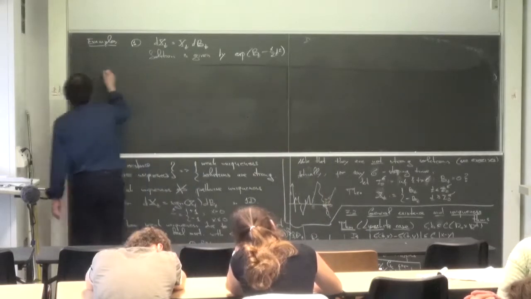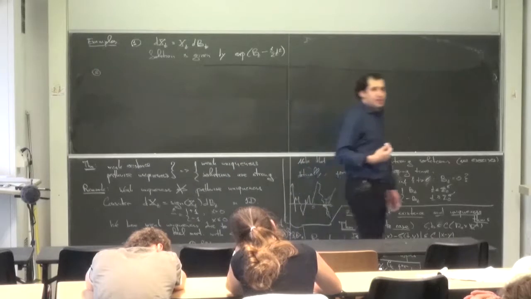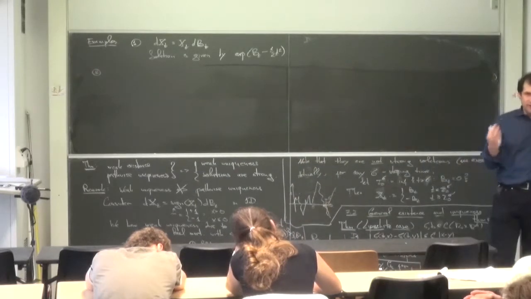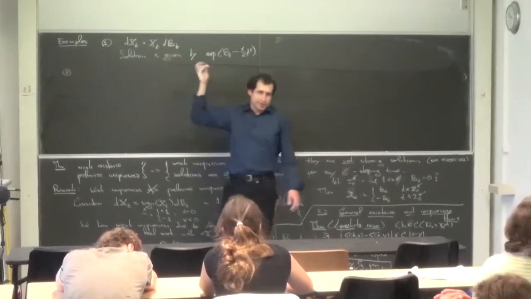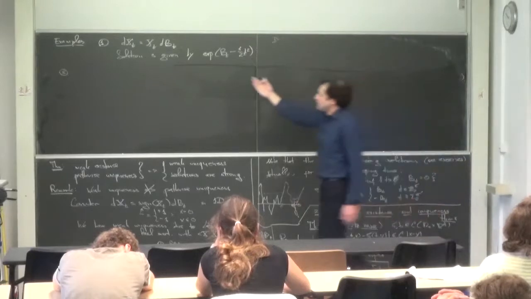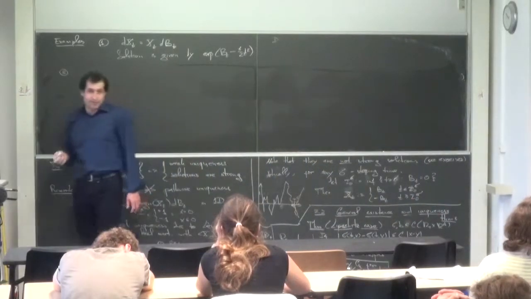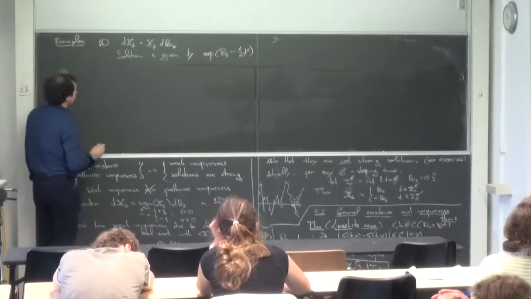Somehow this is the most trivial example you can think about. I mean, the most interest is, of course, in the coefficient in front of db. Otherwise, if it was single dt, this is just an ordinary differential equation. And this is the simplest Lipschitz function, which is just x.